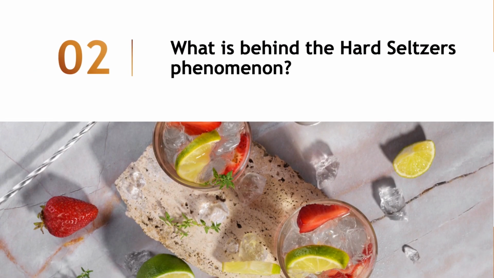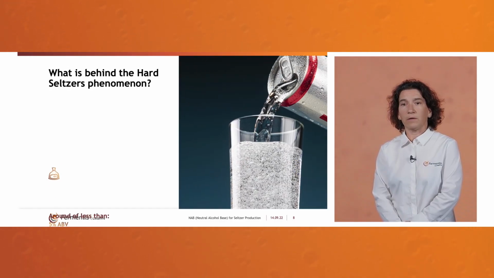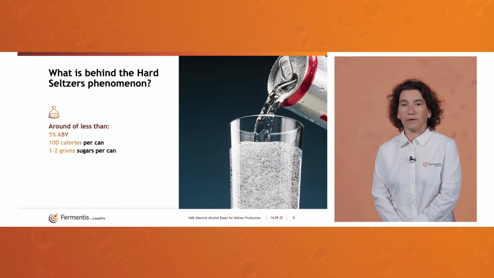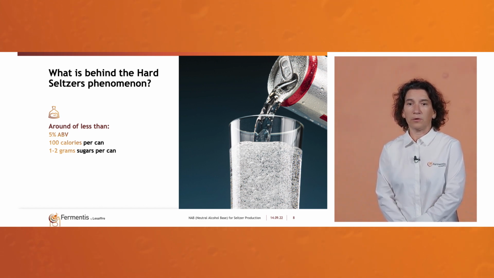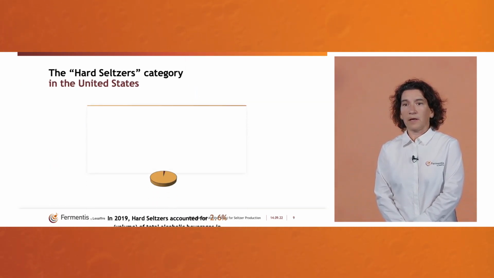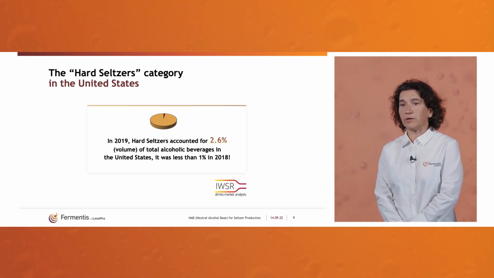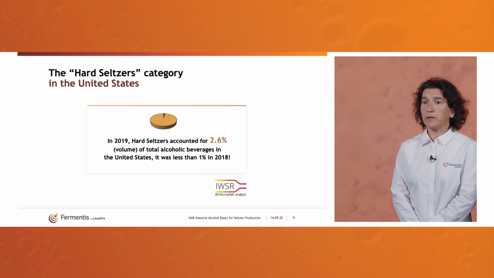So what is behind the hard seltzer phenomenon? Hard seltzers are around 5% of ethanol, containing 100 calories per can, 1 to 2 grams of sugar per can, and these products are vegan and gluten-free. In the United States, in 2019, hard seltzer accounted for around 2.6% in volume of total alcoholic beverages, and in 2018 it was only 1%.